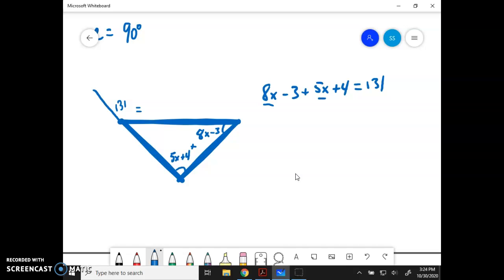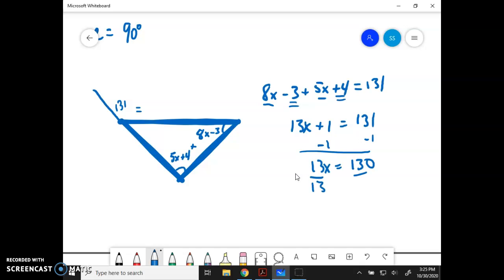Combine like terms, combine our x's, we get 13x. Add up our constants. Negative 3 plus 4 is positive 1. It's equal to 131. And then we've got a two-step equation. Subtract 1 on both sides. We're left with 13x is equal to 130. And last, we divide by 13 on both sides, and we're left with x is equal to 10.